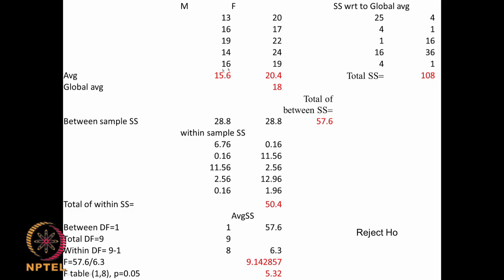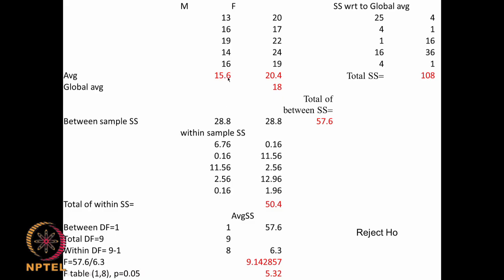So, these are the numerics of this. I have the time taken by the male rats in minutes, and the time taken by the female rats in minutes. I take the average: I sum it up, divide by 5; sum it up, divide by 5. Now, the global average will be sum it up, divide by 2. Okay. So, between sample sum of squares, how do I do it?